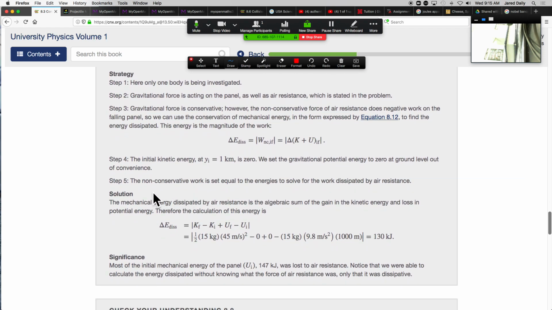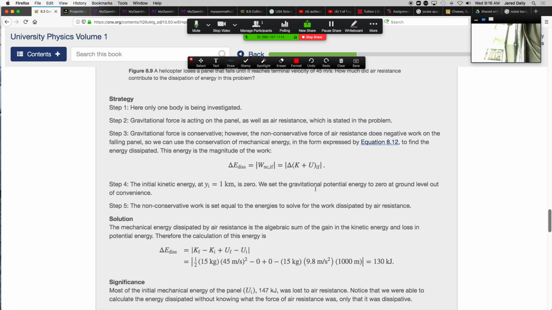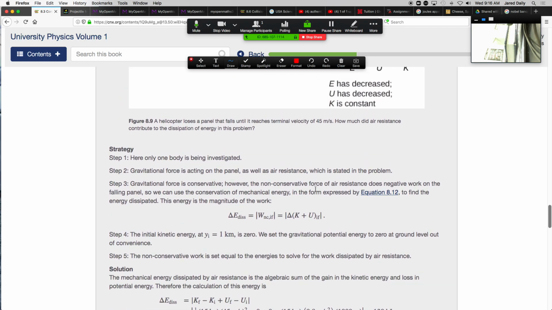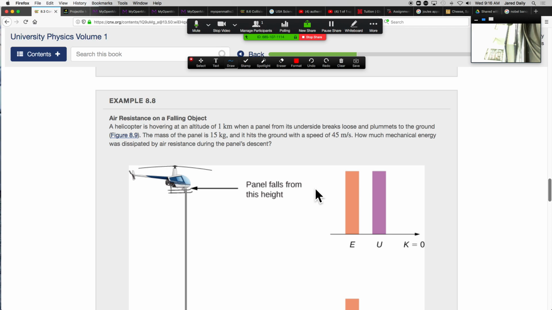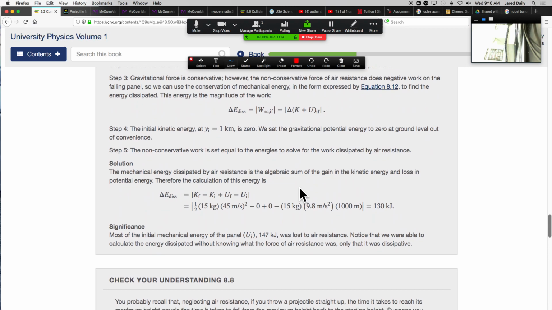So the non-conservative work is set equal to the energies, and we're going to actually solve for the work. That's what they want us to solve for. They want us to know how much energy is dissipated, or how much work is being done by the air resistance.